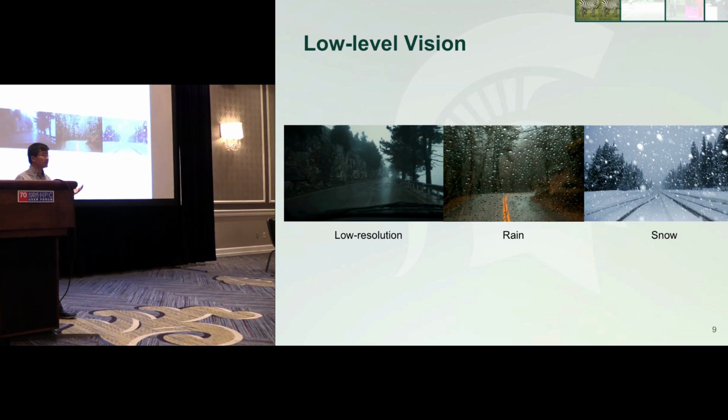You are getting image content that's pretty bad quality. In those cases, how do you make sure the vision system is still robust? So this will need a low-level vision system to do the processing. Let's look at one example.